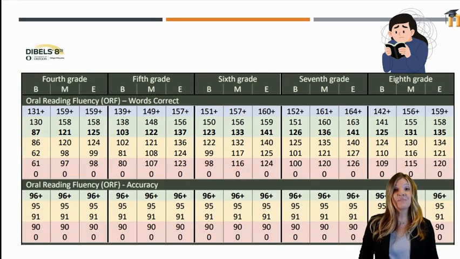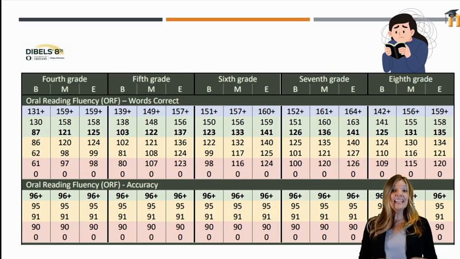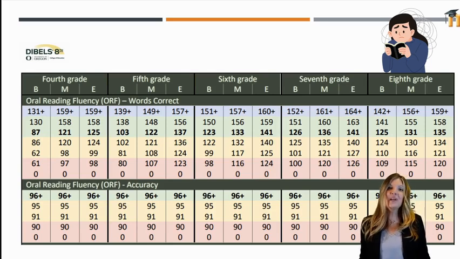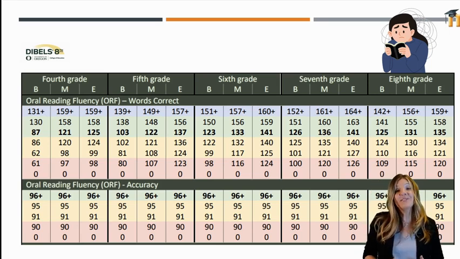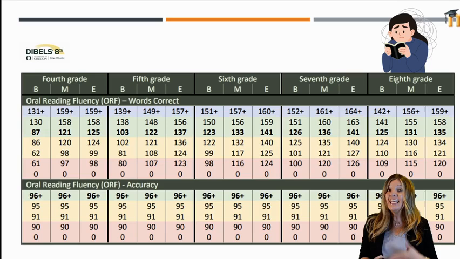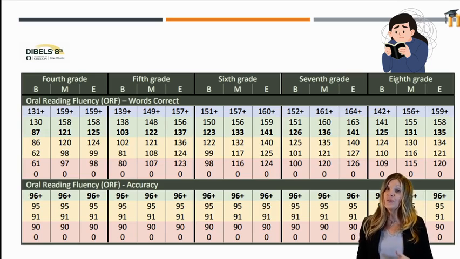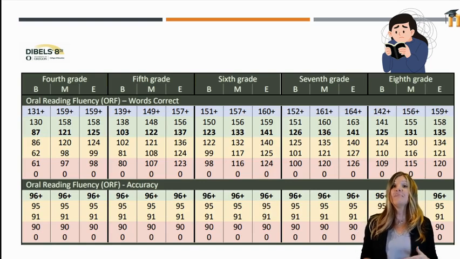I like this chart from Dibels 8th edition. I like it for 2 reasons. First, we have to know where our students should be. In 8th grade, approximately how fluent is appropriate. And I also like this chart because it takes into account accuracy. It's not just about how many words a student reads per minute, but it's about how many correct words that student reads.